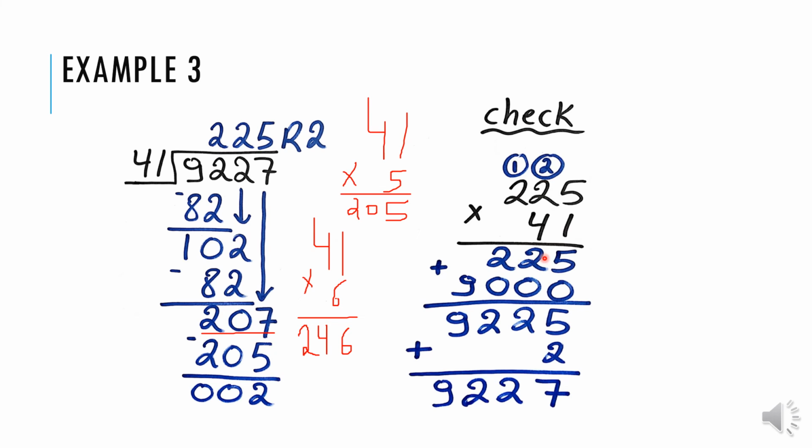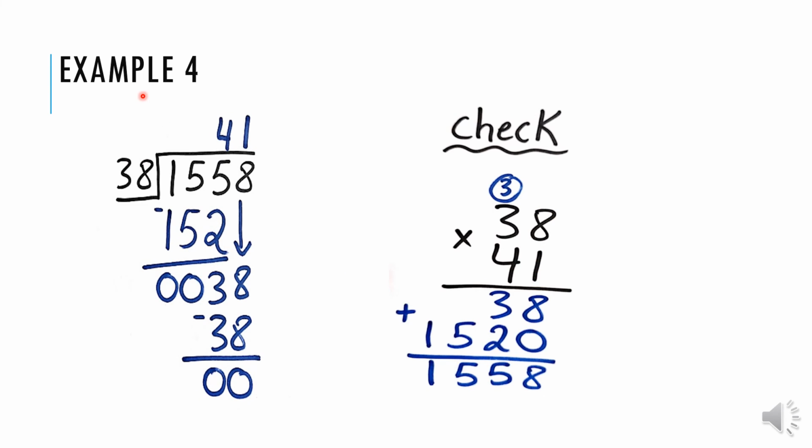Now I add 225 to the 9,000. I'll get 9,225. Don't forget to add the remainder. So I add plus 2 to this number. I'll get 9,227.